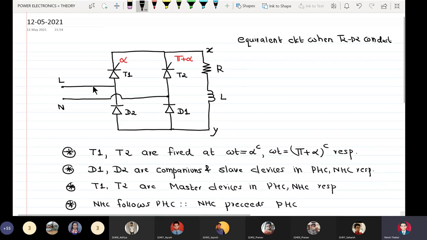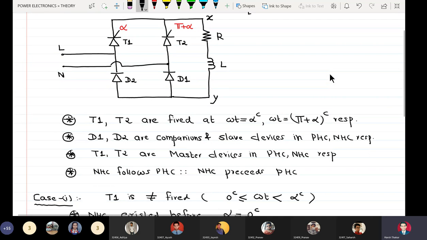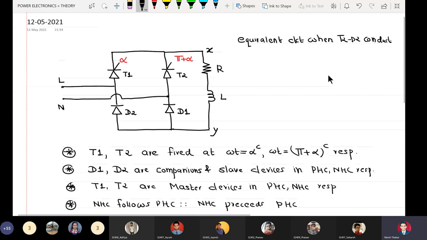Okay. So T2 and D2 have to be replaced with a short circuit. Whenever any device conducts, it is replaced with a short circuit. And in the negative half cycle, T1 and D1 are not conducting anyway because they are reverse biased. Okay, the negative half cycle is going on. So now, in the negative half cycle, the line is negative with respect to neutral. So minus, and we have a plus here and a minus here.